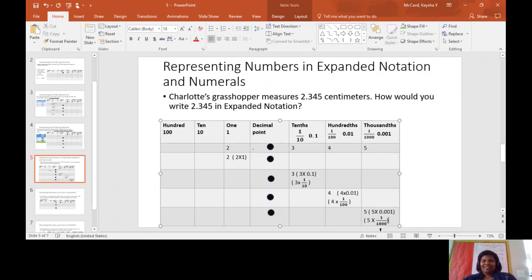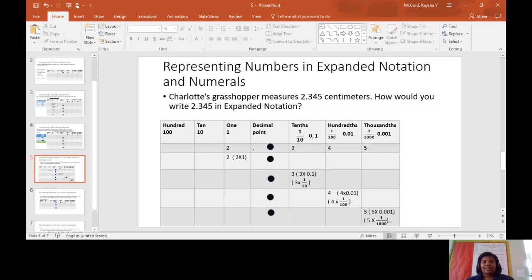Yes. So this is how you write your number in expanded notation, okay? It's very simple. All you do is write your number and then you go down. So when you do this, you should be able to see your number going down. So 2.345. Okay? This is how we write our numbers in expanded notation.